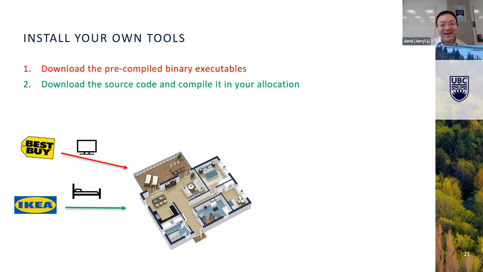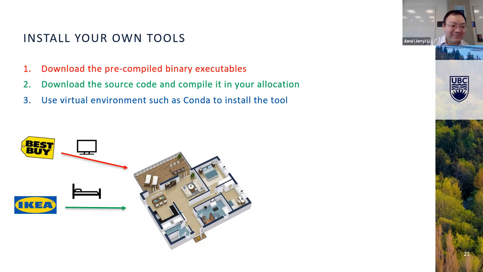But in our case, when you try to download source code and compile it in your location, you even have to assemble the tools first, and the tools are not standard. They're different. Different software needs different tools to assemble. So you have to find the right tools. And sometimes you cannot even find the tools. You have to assemble the tool first. So that's why it's not IKEA. It's more complicated. And the third way is to use the virtual environment such as Conda to install the tool.